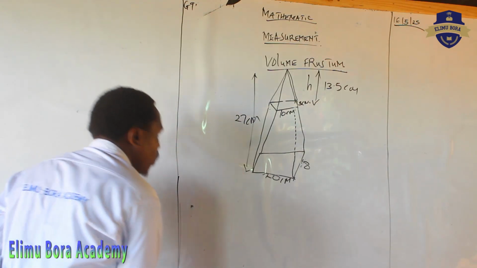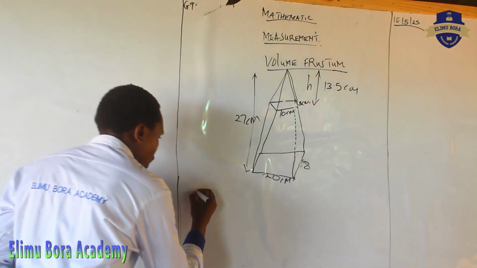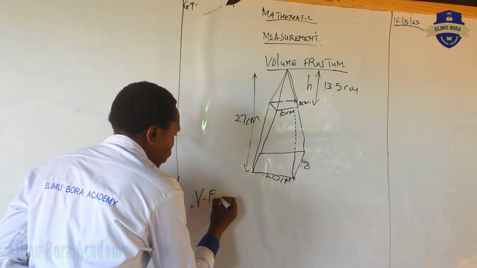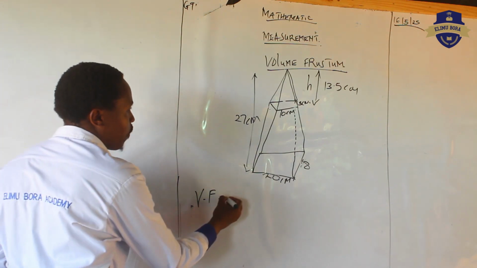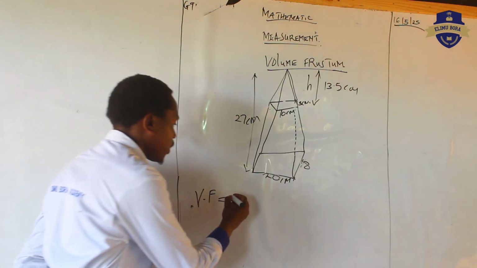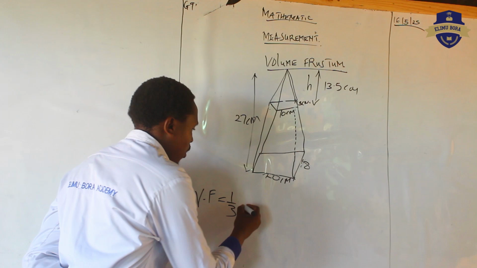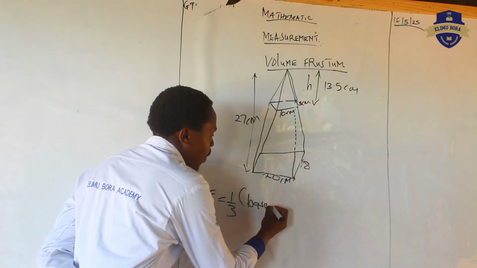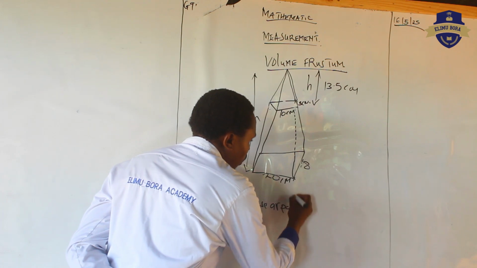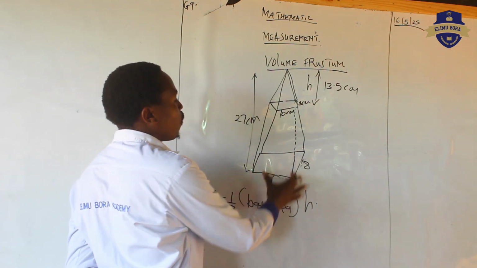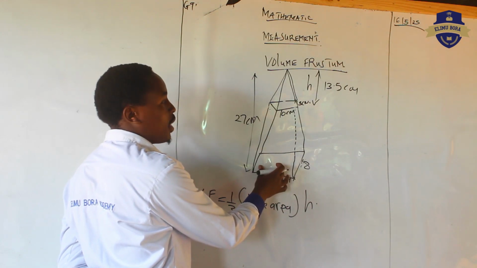The first thing is to identify the formula to be used. Now let's look at the formula for the volume of the Frustum. Class, what is the formula for getting the volume of the Frustum? A third? We talk about the base area times height. So here they are talking about the base area. You have to look at the shape that is in the base area.